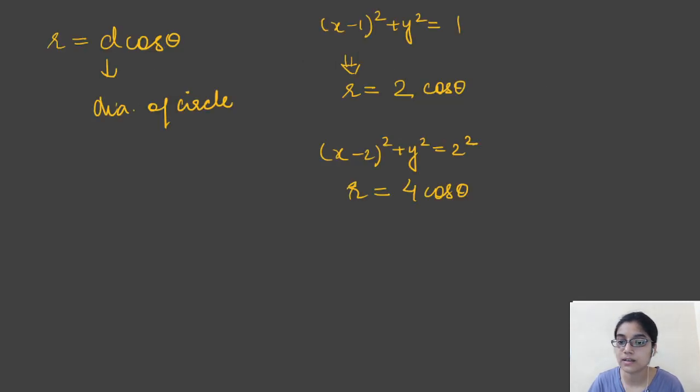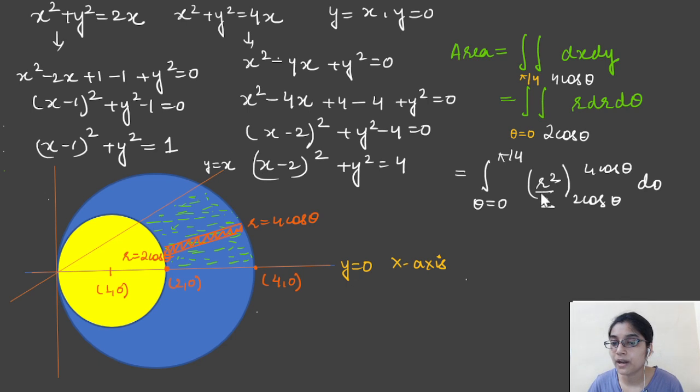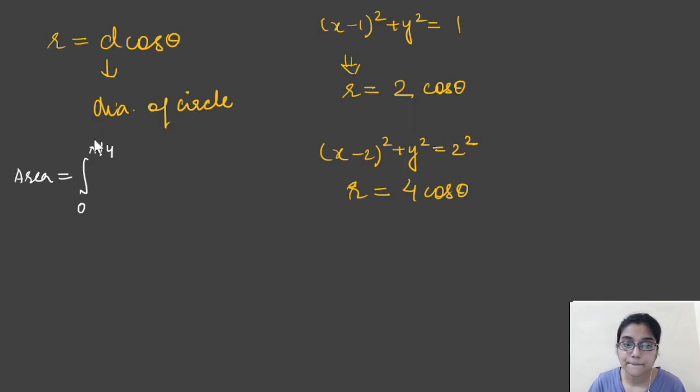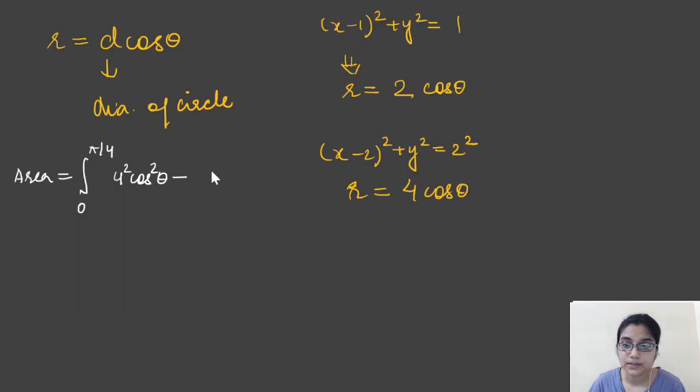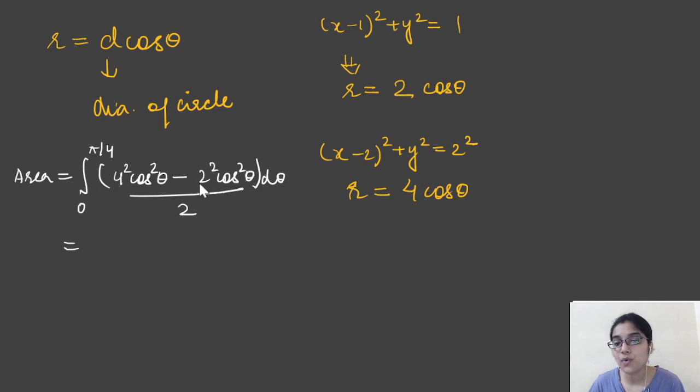Now we will solve it on another slide. So area is going to be 0 to pi by 4, and when you put in the limits, what is formed is 4 square cos square theta minus what you are getting, that is 2 square cos square theta, divided by 2 d theta. So now you see this is 16 and this is 4, so 16 minus 4 is 12, divided by 2 is 6. So 6 times integral 0 to pi by 4 of cos square theta d theta. Okay, now we'll solve it further.